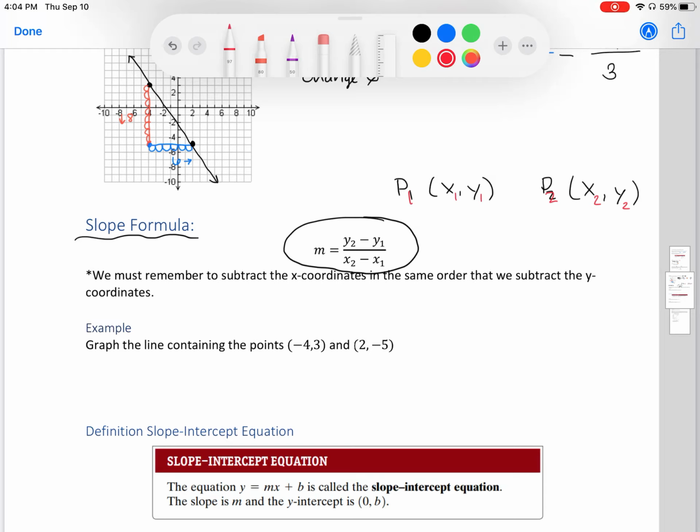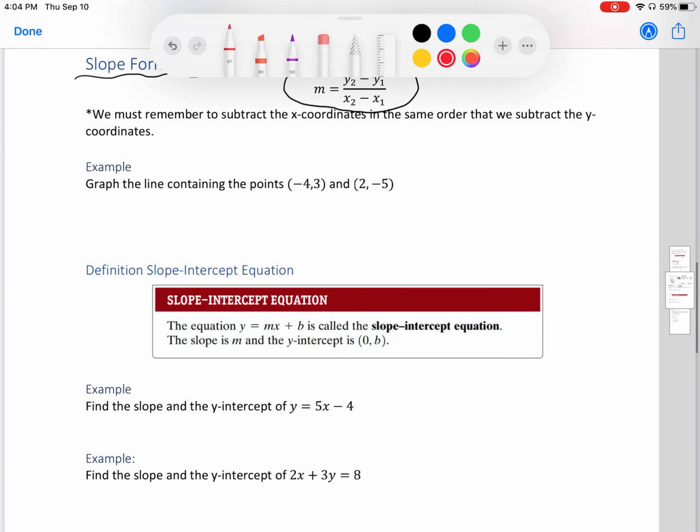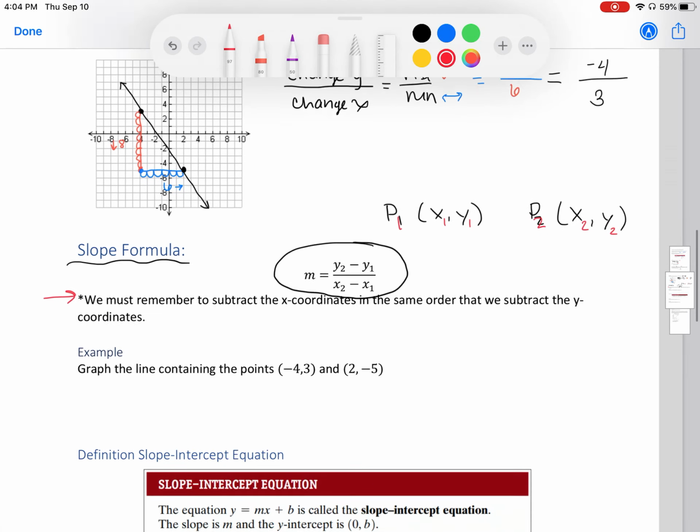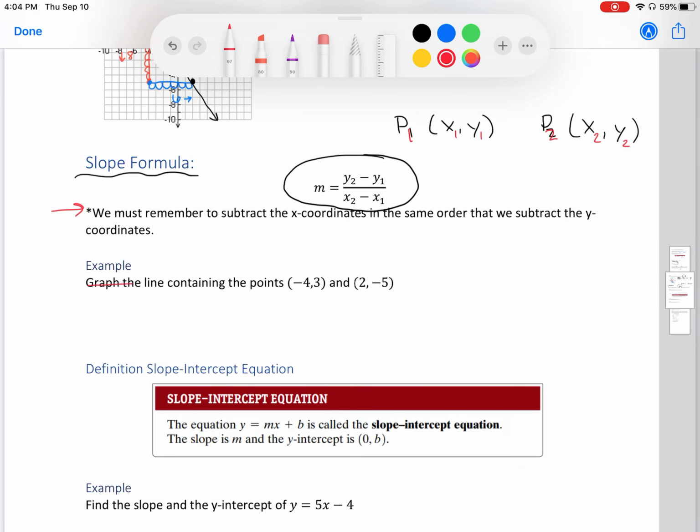Now, it doesn't matter which one is point 1 or which one's point 2, as long as you're consistent. You keep the labelings that match the point. We must remember to subtract the x coordinates in the same order we subtract the y coordinates. That's what I meant by being consistent. Okay, example. Graph the line containing the points (-4, 3) and (2, 5). That's just what we did. Let me change the instructions to just find the slope.